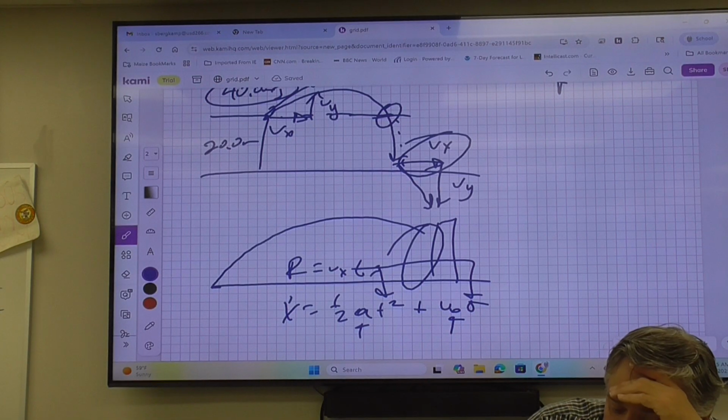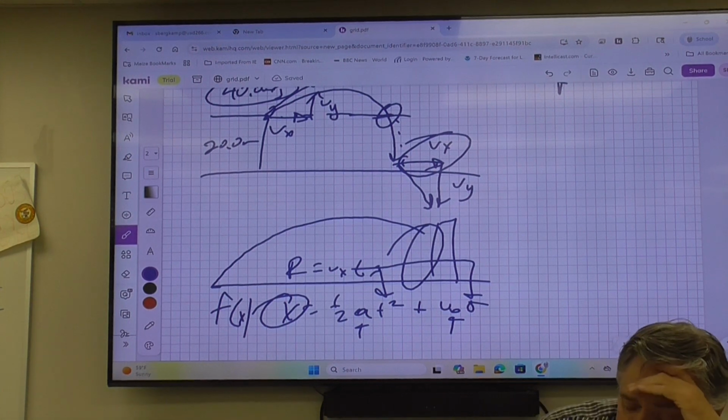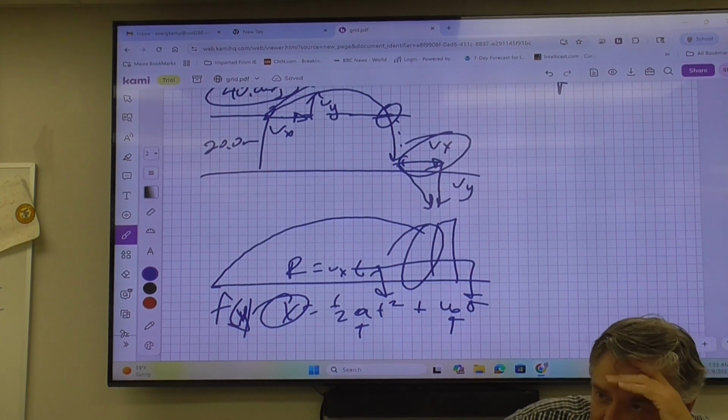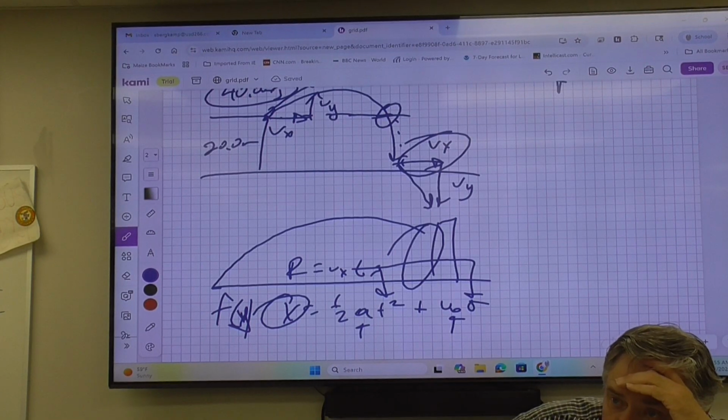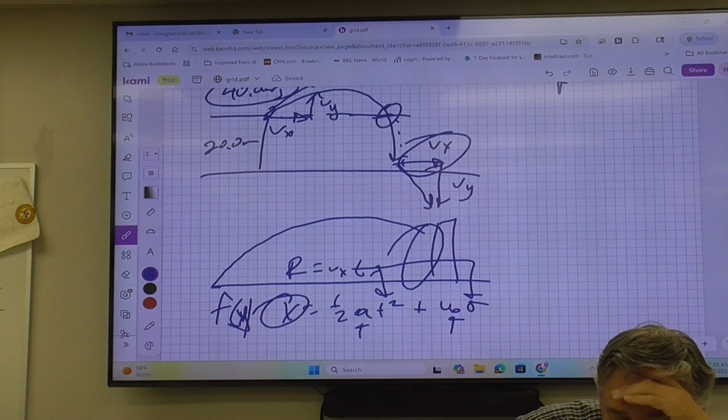Oh. It's a function equation. This is f of x, or y in this case, because it's a vertical distance, if you don't want to get picky. Okay. Makes sense? So is the V naught your initial vertical velocity, 57.2? Whatever it is.